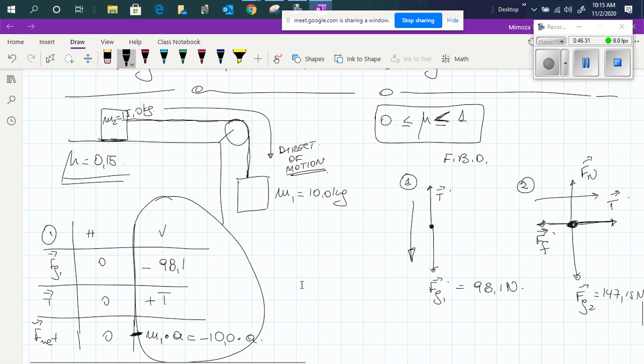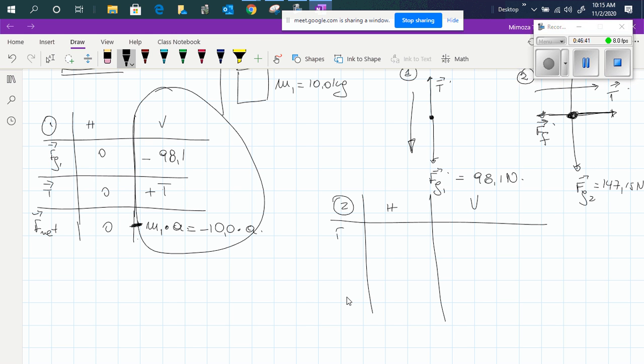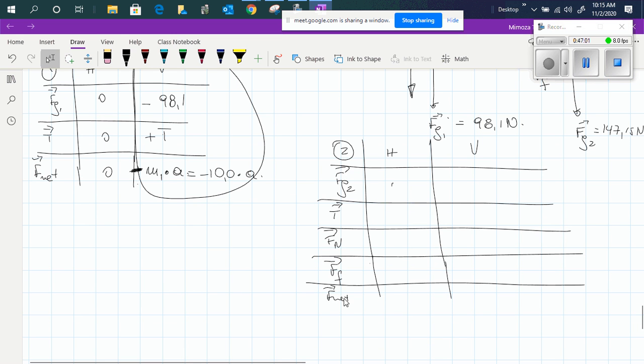Let's move now to the second table of components for the second object. So we'll have horizontal and vertical. We'll have force of gravity 2, tension, force normal. You can say force normal 2, it's fine. Force of friction, and then force net. So force of gravity 2 in the horizontal will be equal to 0, and the vertical will be negative 147.15.